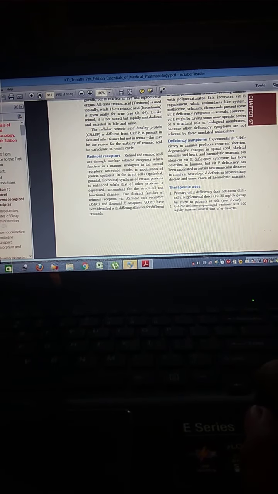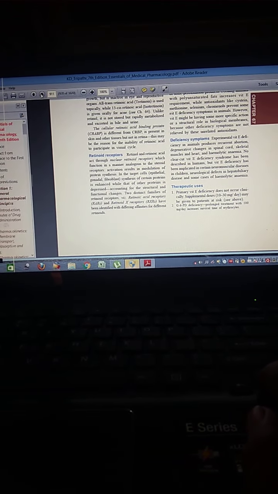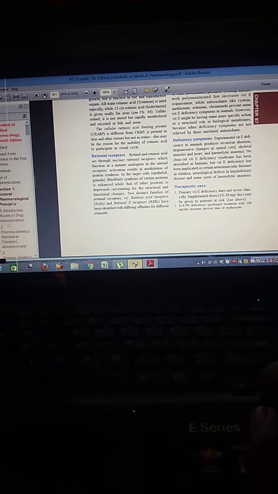Deficiency symptoms: experimental vitamin E deficiency in animals produces resorption of the fetus, degenerative changes in the spinal cord, skeletal muscle and heart, and hemolytic anemia. No clear-cut vitamin E deficiency syndrome has been described in humans, but vitamin E deficiency has been implicated in certain neuromuscular diseases in children.